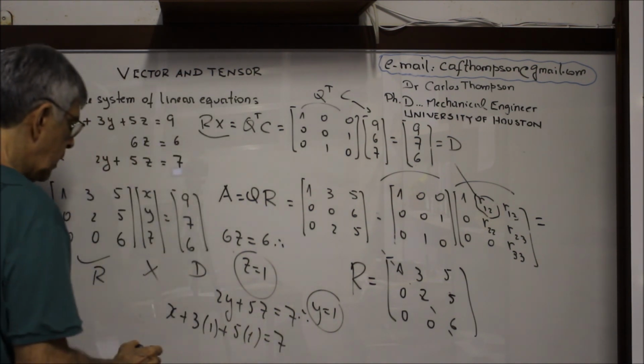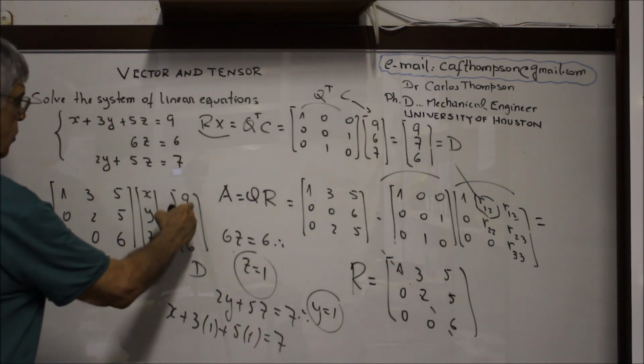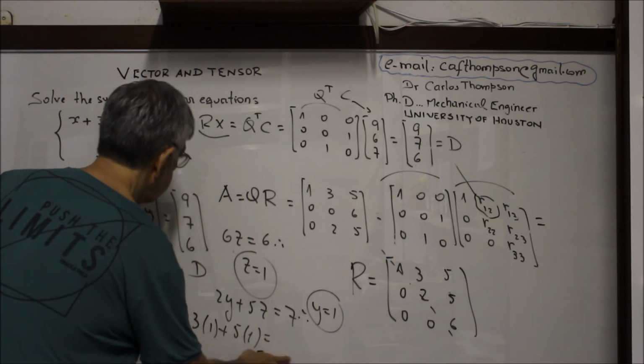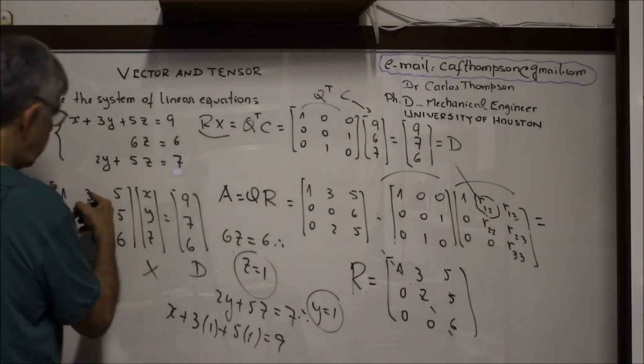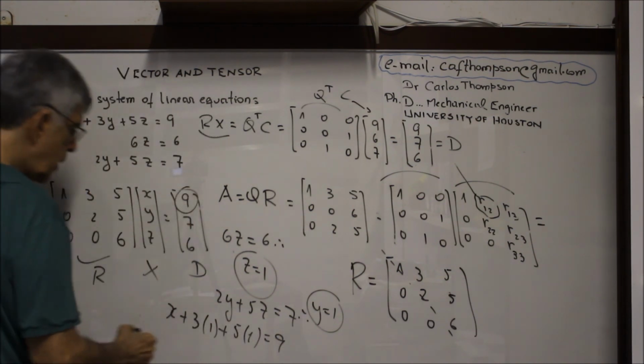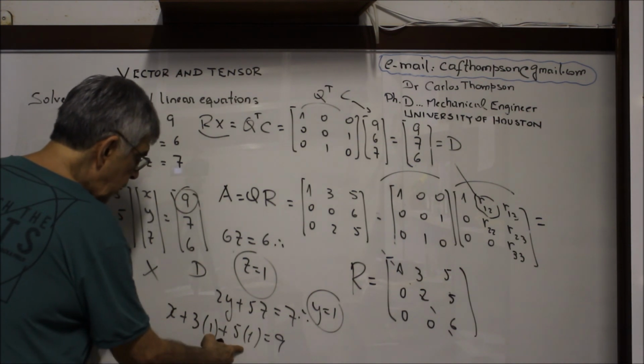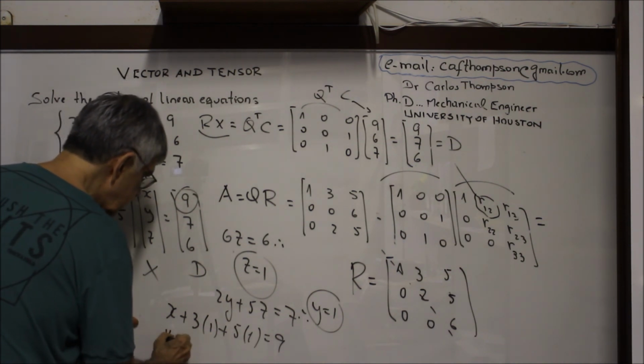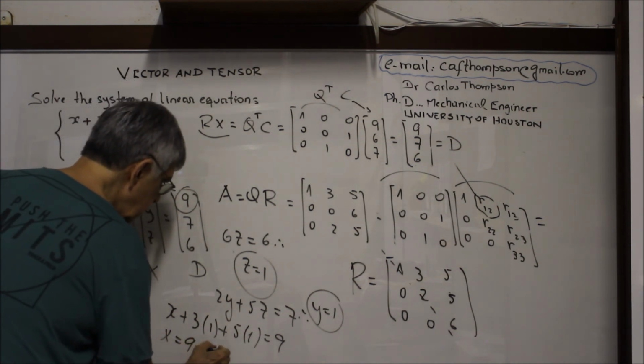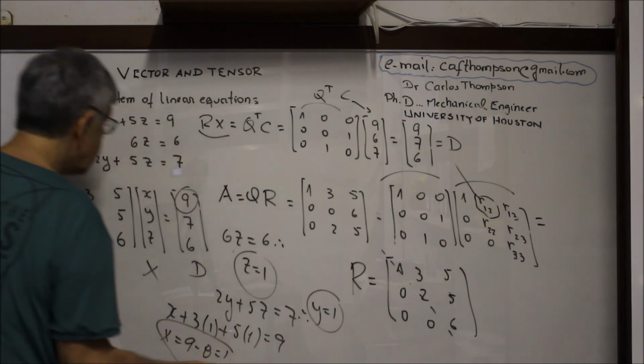The first equation: x plus 3 times y, plus 5 times z is equal to 9. Now, 3 plus 5 is 8, so x is equal to 9 minus 8. x is equal to 1.